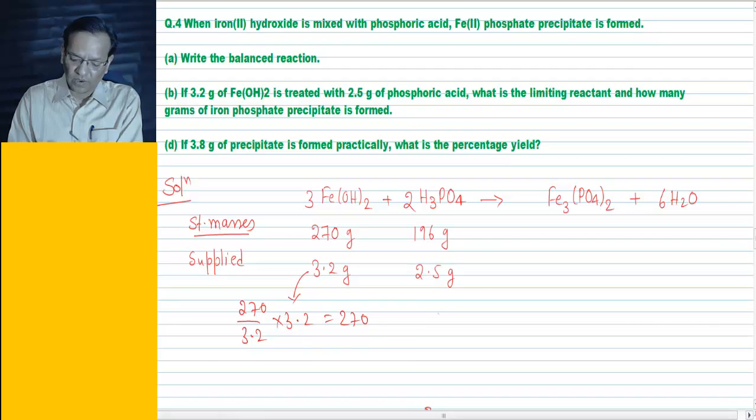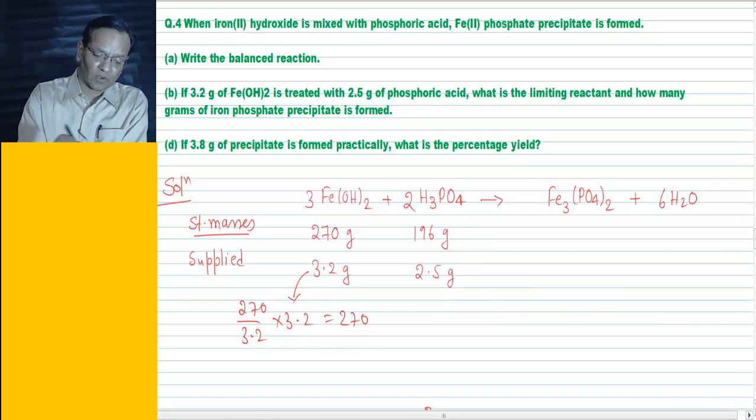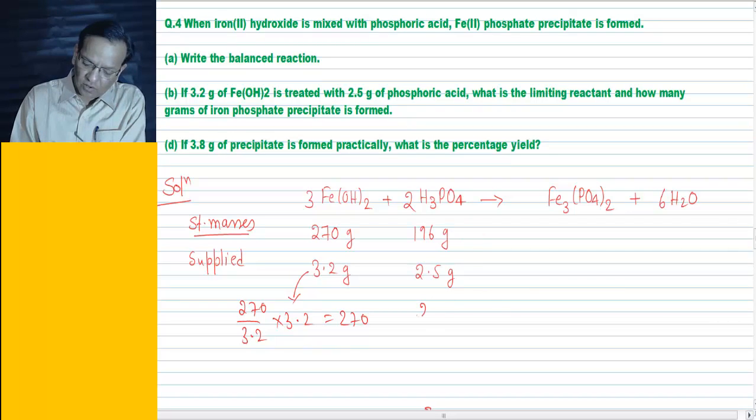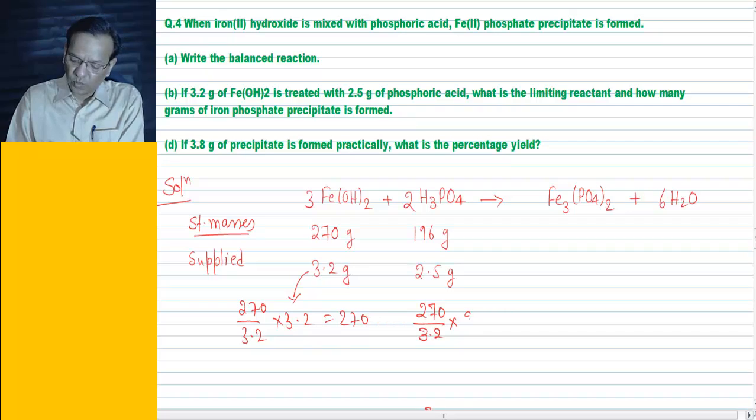On this side, it will be 270 divided by 3.2 into 2.5. If we calculate it, it will be 210.9. So for 270 the requirement is 196.